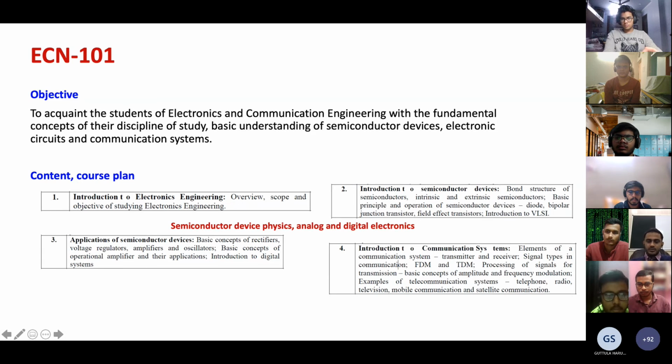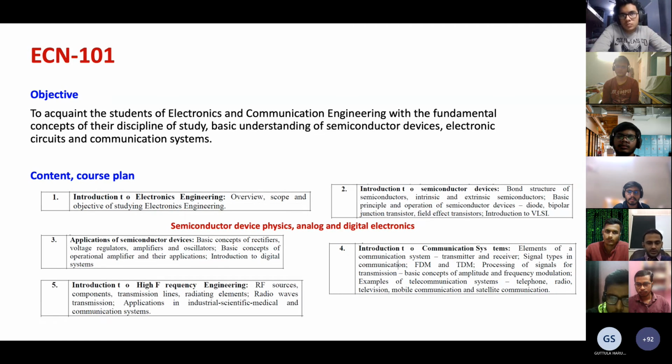The fourth part of the course will be about introduction to communication systems, and in the communication part, I gave an example of internet and Internet of Things. Those kinds of things will be discussed. So in the fourth part, the most essential part of a communication system is a transmitter and a receiver. Those will be introduced. Various modulation techniques will be introduced, and various devices will be introduced.